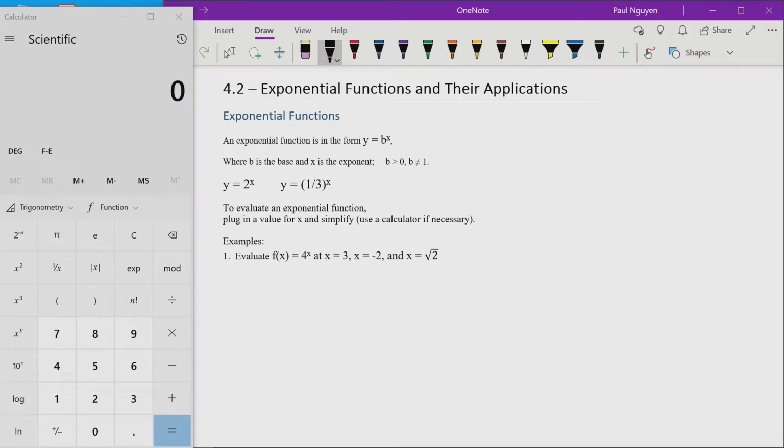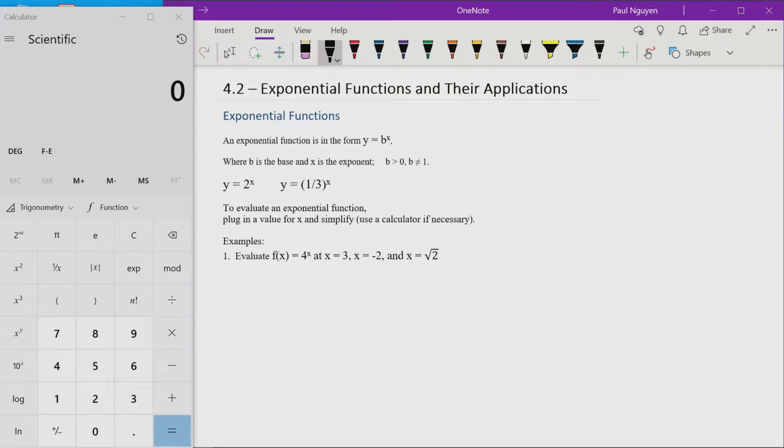Section 4.2, Exponential Functions and their Applications. An exponential function is in the form y equals b to the power of x, where b is the base and x is the exponent. The base must be bigger than 0 and not equal to 1. Here are some examples. y equals 2 to the x, or y equals a third to the x.